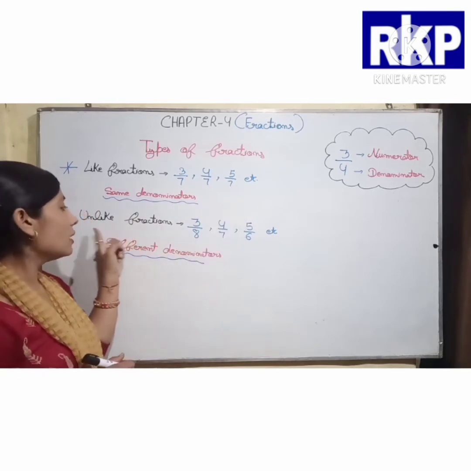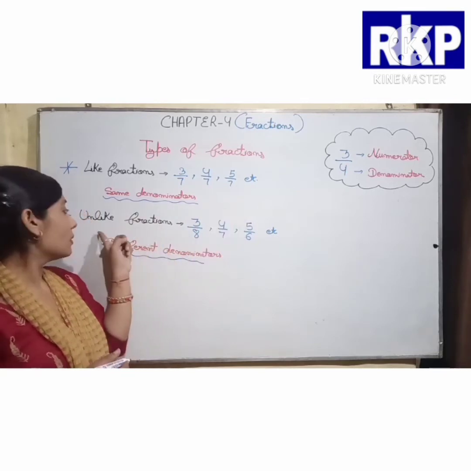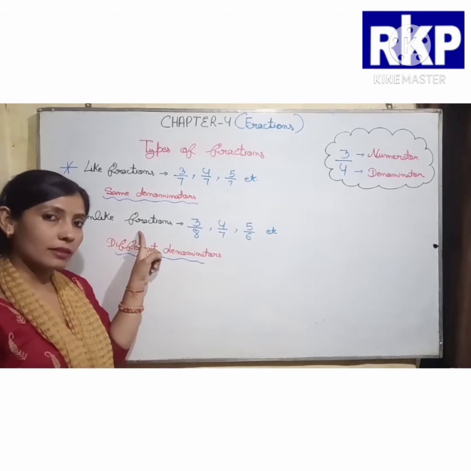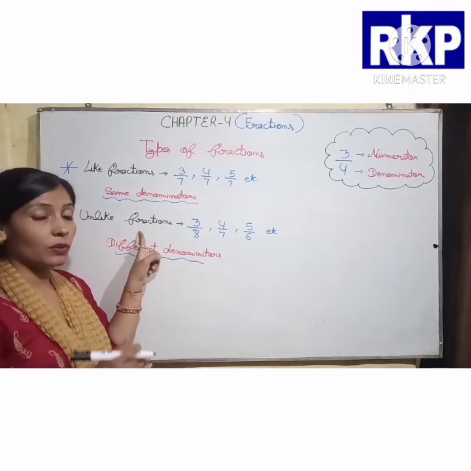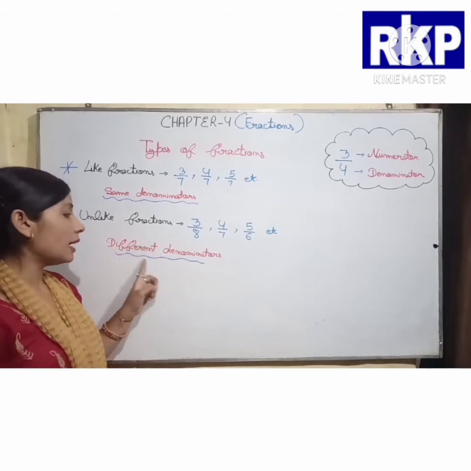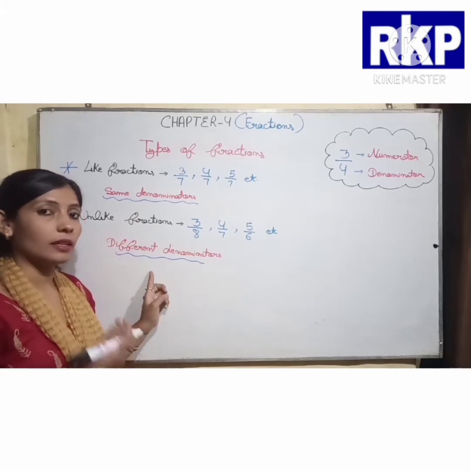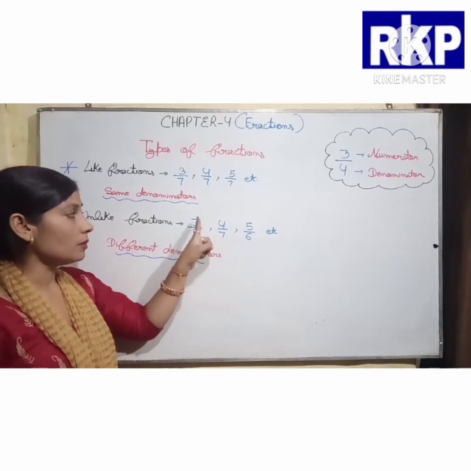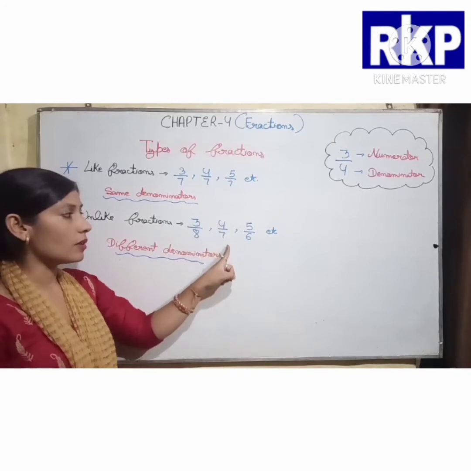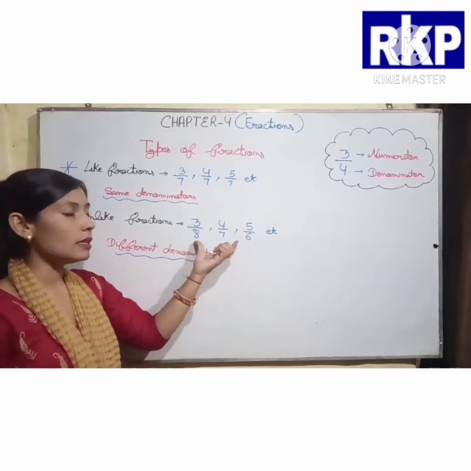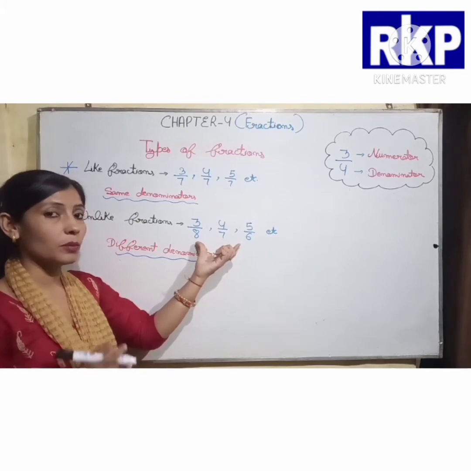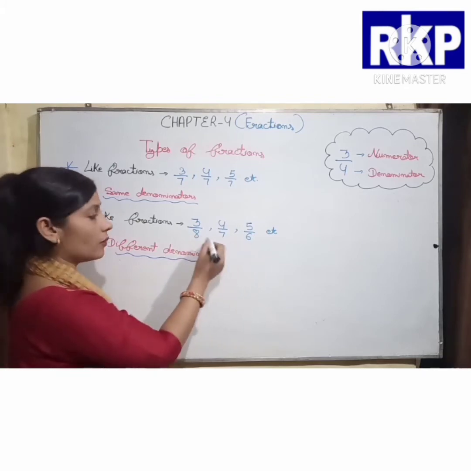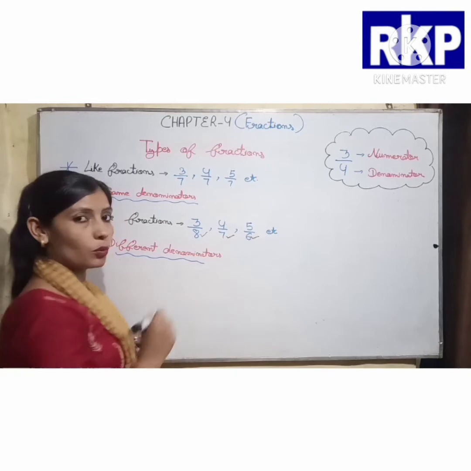Next is unlike fractions. What is the definition of unlike fractions? The fractions which are having different denominators, that are called unlike fractions. For example, 3 by 8, 4 by 7, 5 by 6. These are unlike fractions because these all are having different denominators.